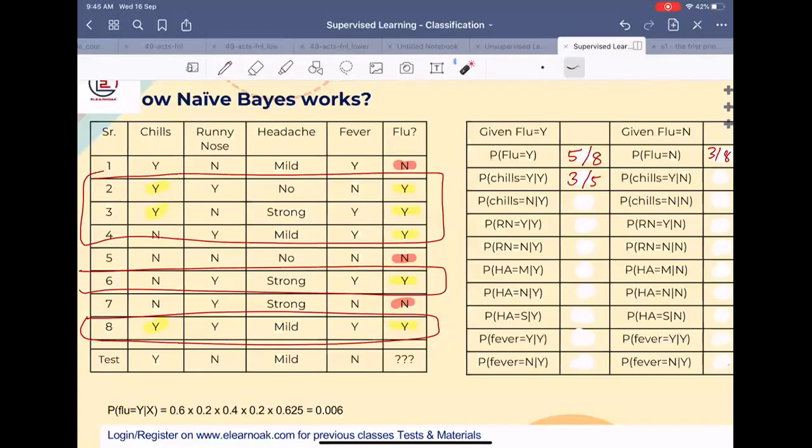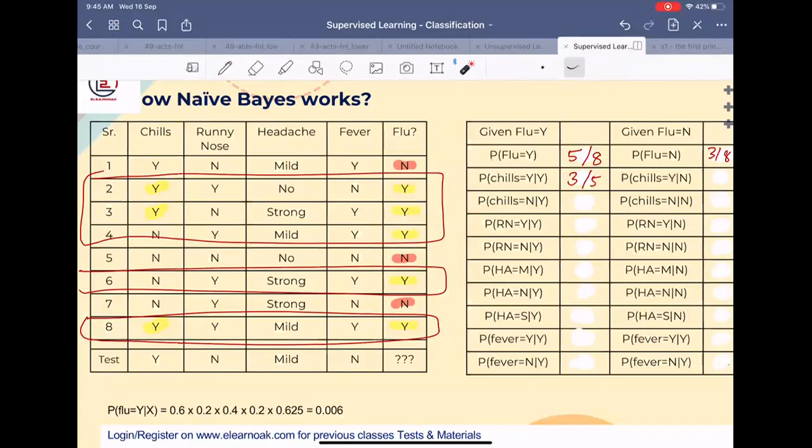Now let me ask you the next question. What is the probability of chills as no given flu as yes? What is the answer for this one? What is the probability of chills as no given that flu is yes? Okay. No, many of you are answering it wrong.